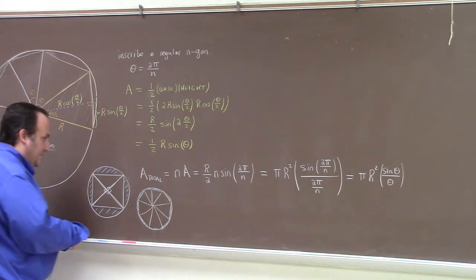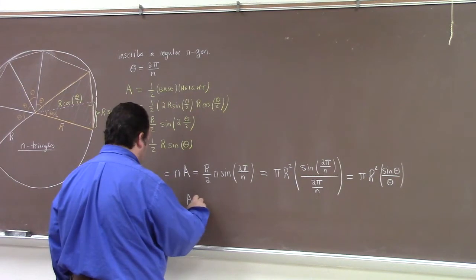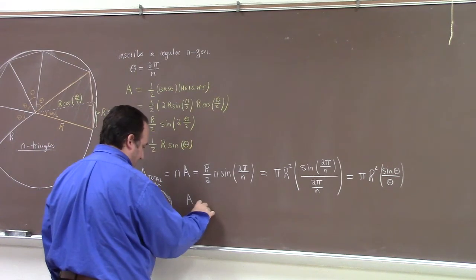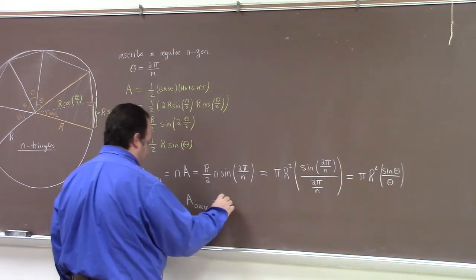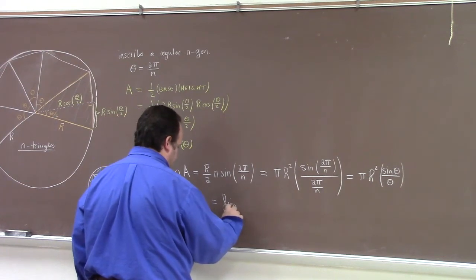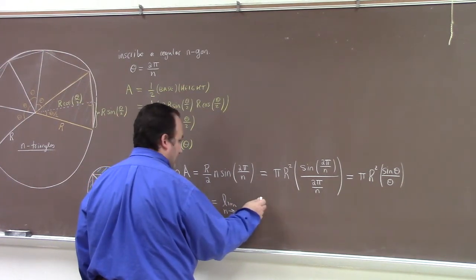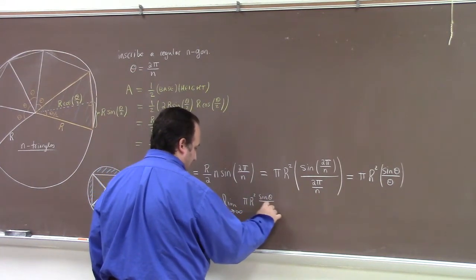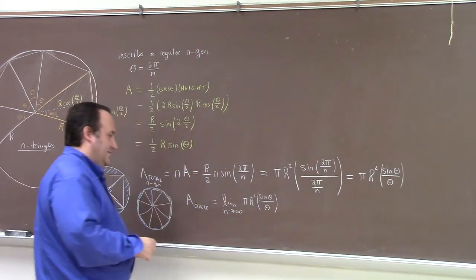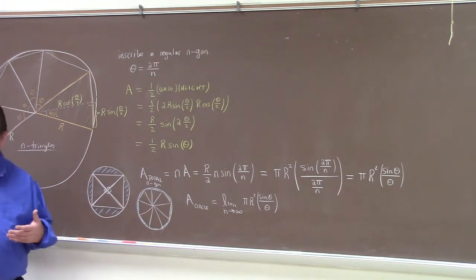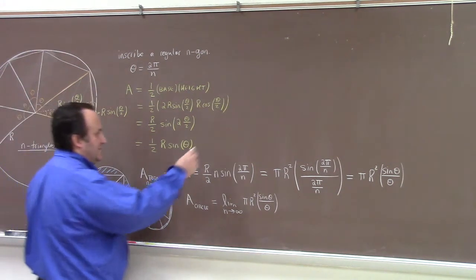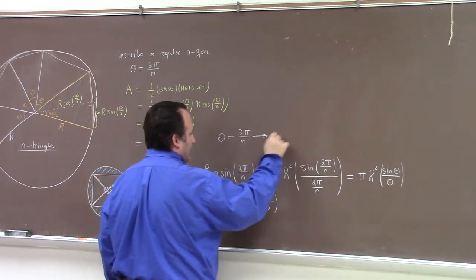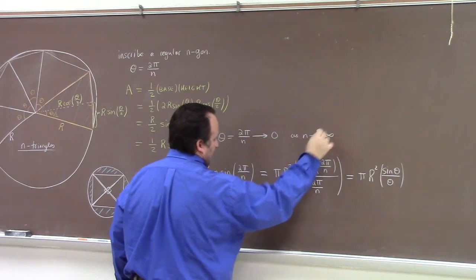In the same way here, this is for the n-gon, the area for the circle should be the limit as n goes to infinity of pi r squared sine theta over theta, right? But of course, I think it's easier to understand this limit if instead of using n, we use theta, right? So notice that theta is 2 pi over n, and that goes to 0 as n goes to infinity.